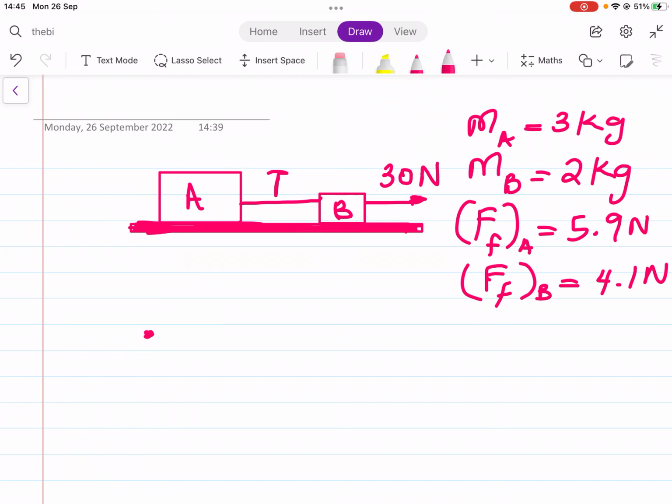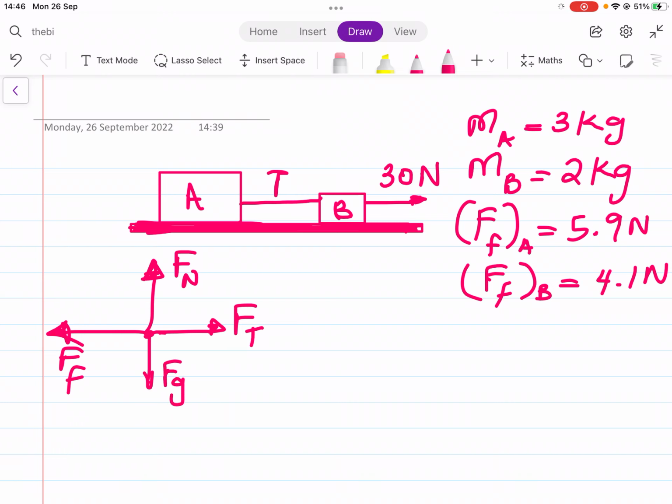So if you look at A, you know that we have a frictional force, we have a normal force, and we have a force of tension, which you can see here that is going to the right, and we have a gravitational force. This is for A.